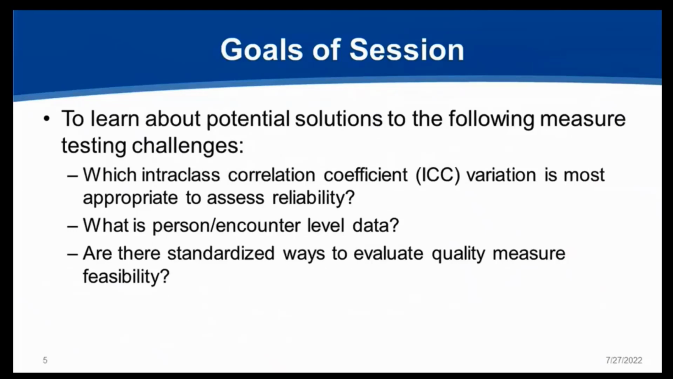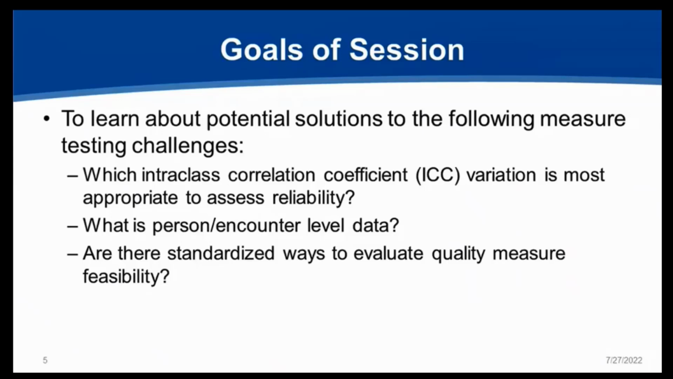So here we have the 3 questions that we will discuss, and they are: which interclass correlation coefficient variation is most appropriate to assess reliability? What is person encounter level data? And are there standardized ways to evaluate quality measure feasibility? I'm now going to turn it over to my colleague, Laura Ami.